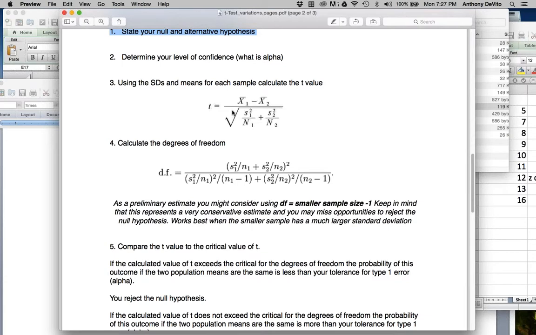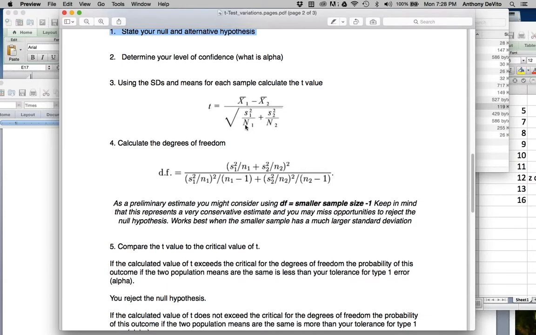Instead of calculating a pooled standard deviation, you're going to calculate kind of like a geometric mean of the two standard deviations. So the denominator is going to be the square root of the standard deviation of sample 1 squared over the sample size of 1, plus the standard deviation of sample 2 squared over the sample size of 2. Those added together, and then the square root of that whole sum being taken, parentheses around the whole thing.